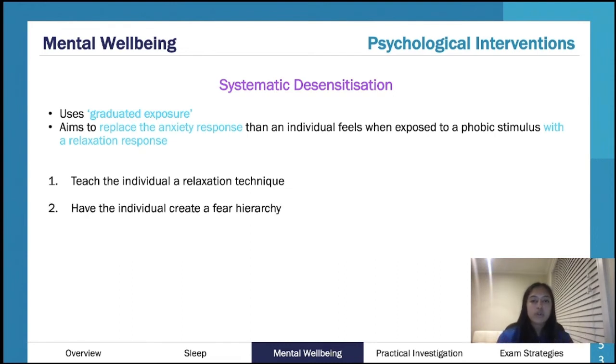Then we have the individual create a fear hierarchy. This is where your systematic or graduated part is going to come in. So if you're afraid of spiders, we're creating a hierarchy from least feared to most feared. So it might be hearing the word spider and then looking at a drawing of a spider, looking at a picture of a spider, looking at a video of a spider, looking at a spider in front of you far away, looking at a spider close up, having a spider on you. Maybe that's the fear hierarchy, right?